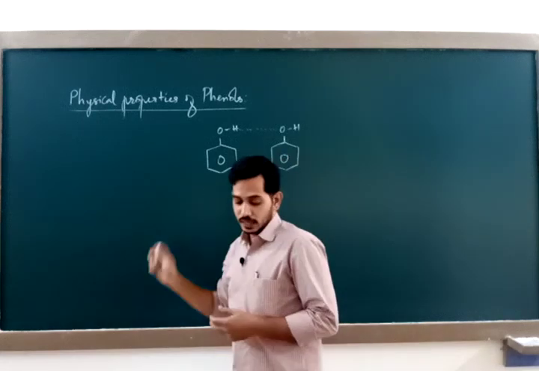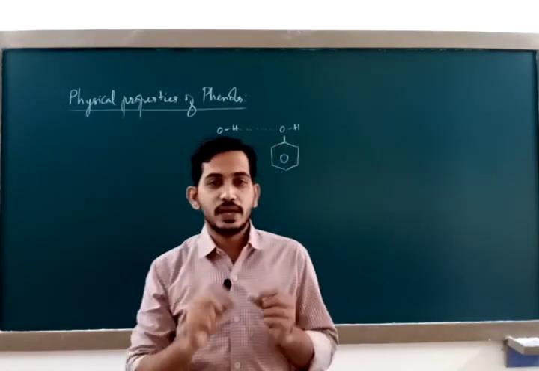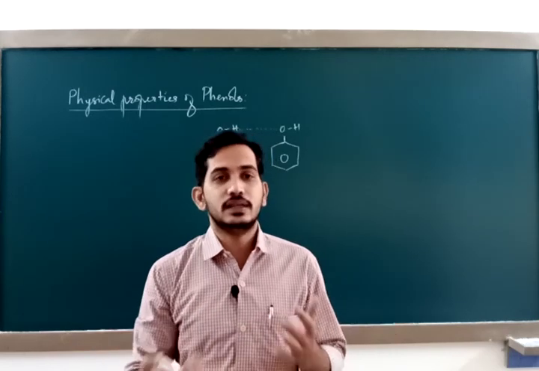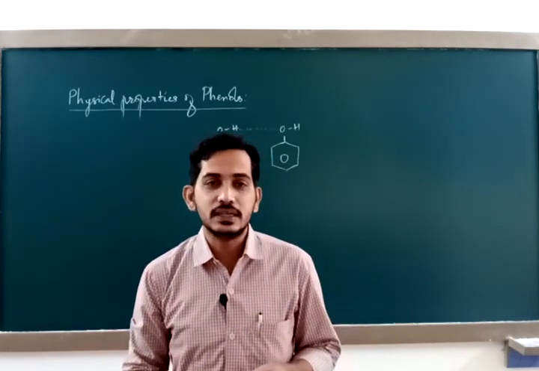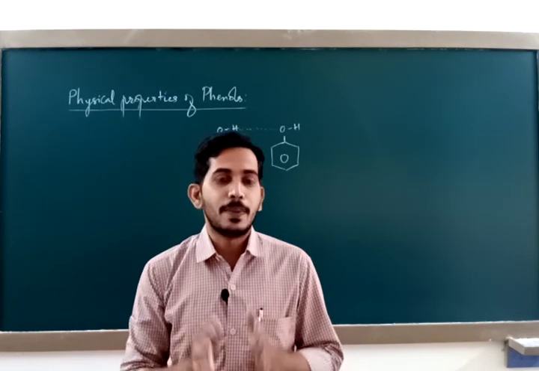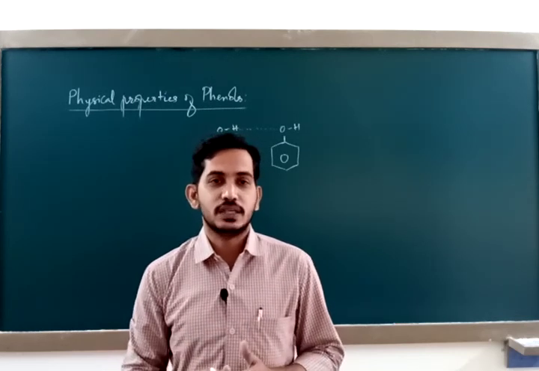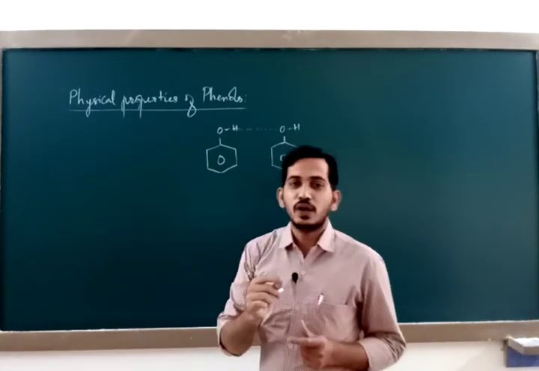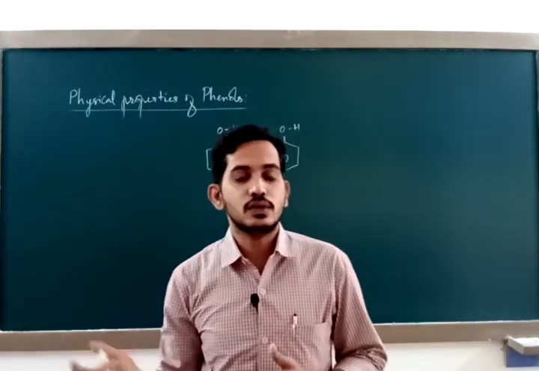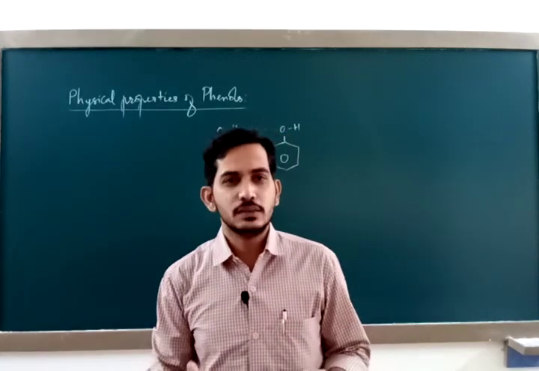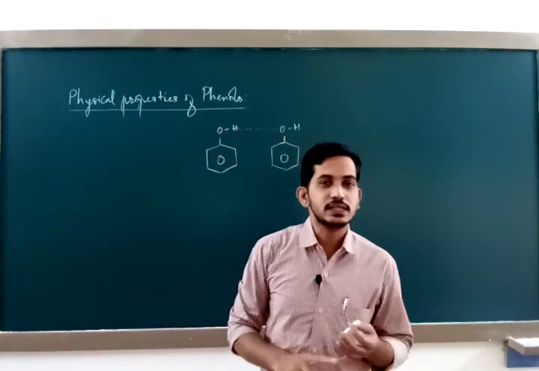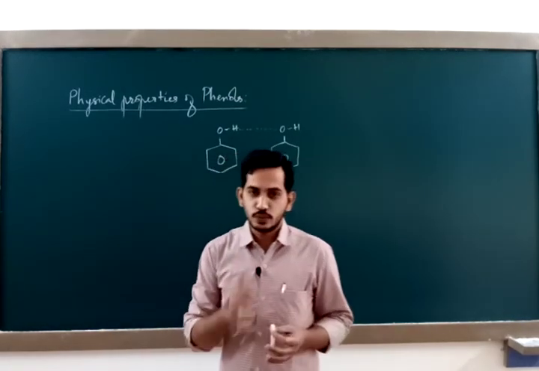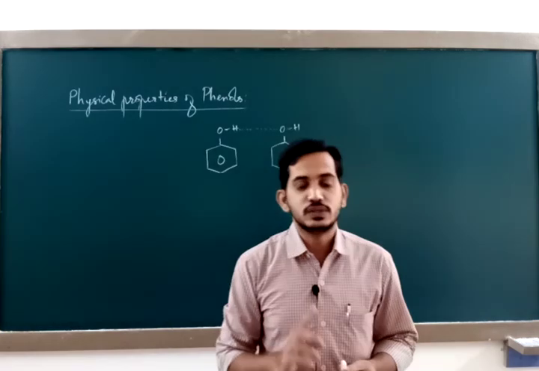Because of this bonding, each phenol molecule exists in harmony with other phenol molecules. As a result, they keep bound. They are bonded to each other by means of intermolecular hydrogen bonding, making the boiling point slightly higher than those of aromatic hydrocarbons, that is benzene and other compounds. So phenol has a higher boiling point than other aromatic hydrocarbons. This is due to intermolecular hydrogen bonding.